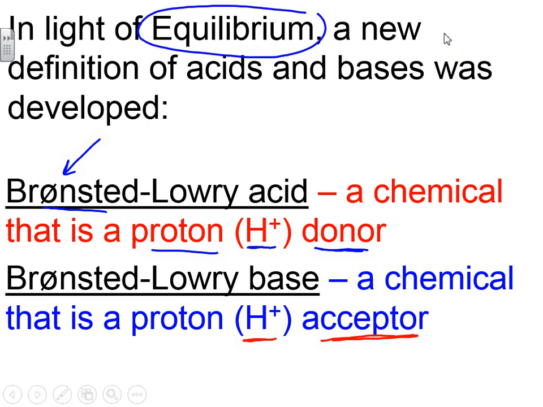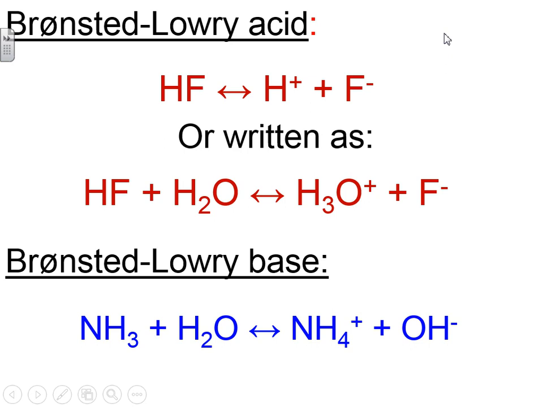So here is what a Brønsted-Lowry acid would look like. Hydrogen fluoride, in this case hydrofluoric acid, will dissociate and give off a hydrogen. So HF essentially gives off its hydrogen. Now F- is left behind. Oftentimes it's written this way because they have to give it to something.